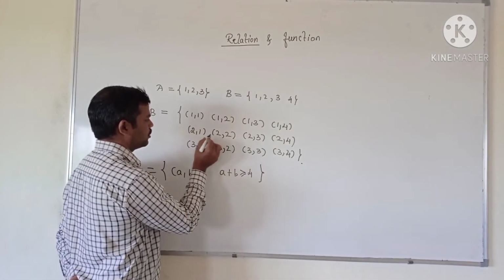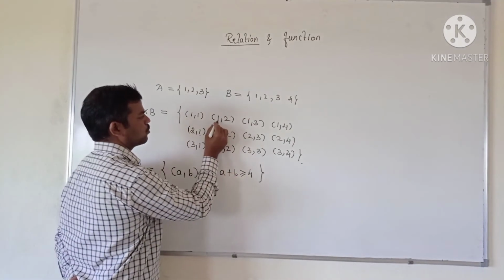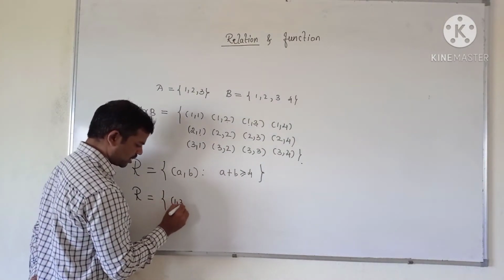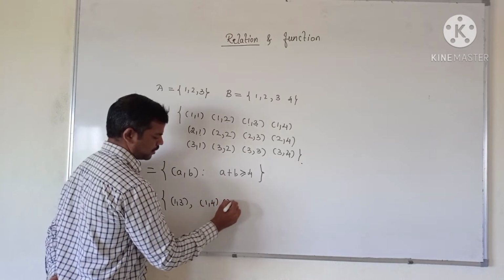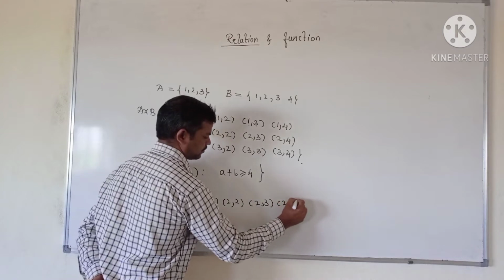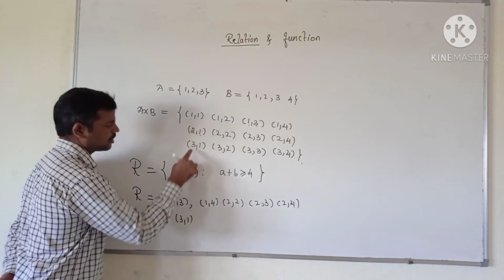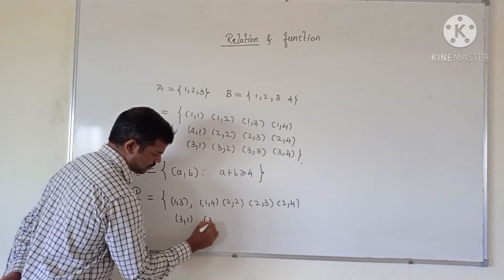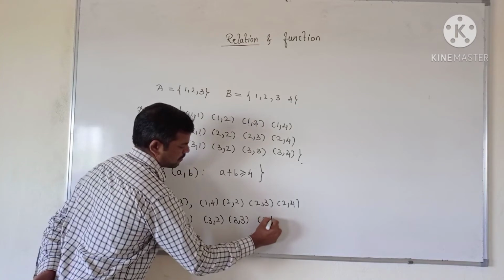2 plus 1 is 3, which is less than 4. 1 plus 2 is also 3. 1 plus 3 is 4, so 1, 3 comes. Next 1, 4 comes. 2, 2 comes. 2, 3 comes. 2, 4 comes. Next 3, 1 comes. 3 plus 1 is 4, equal. 3 plus 2 is 5. Next 3 plus 3, 3 plus 4.